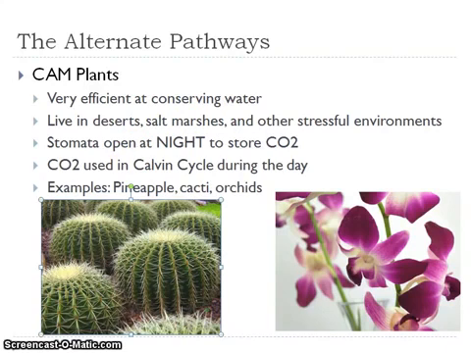C3 and C4 plants are going to be open during the day when the light's out. When we are opening our stomata at night, we can take in that CO2 and store it in our leaves. And then during the day we run the Calvin cycle to turn it into glucose. Some examples you're probably really familiar with are pineapple, cacti, and orchids.